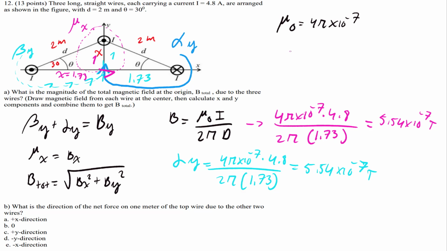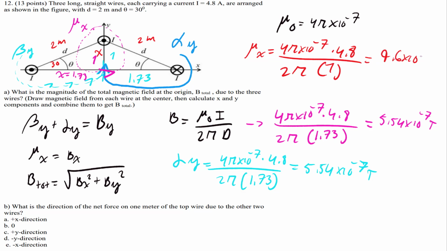But what about mu sub x? Well, mu sub x, it turns out that it's going to be 4 pi times 10 to the negative 7. Multiply that by 4.8. Divide that by 2 pi. And the distance from this guy to that guy turns out to just be 1 meter. So it's going to be 1 meter. And that is equal to, I believe it's 9.6 times 10 to negative 7 Teslas.